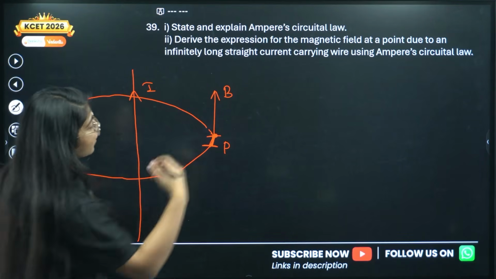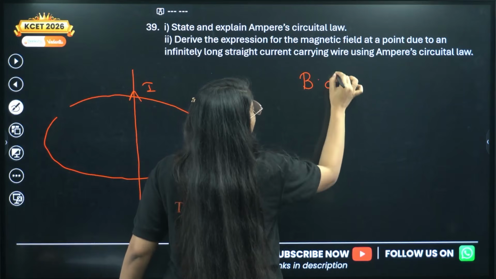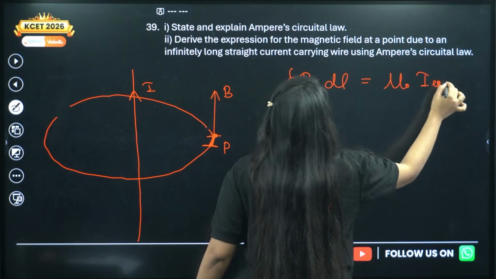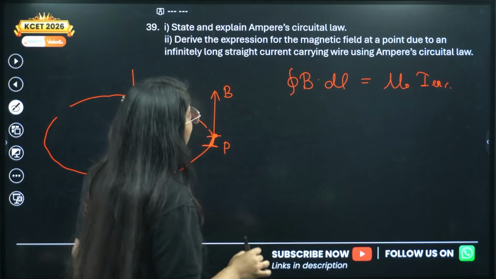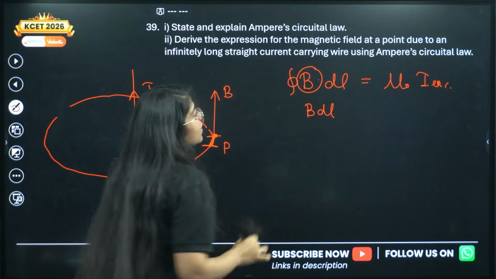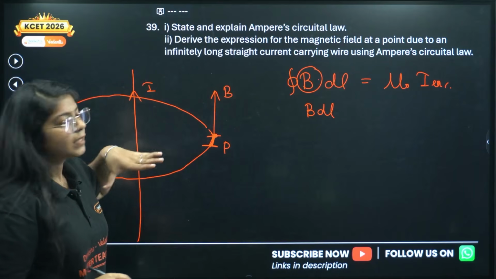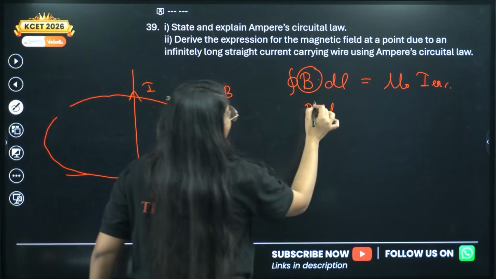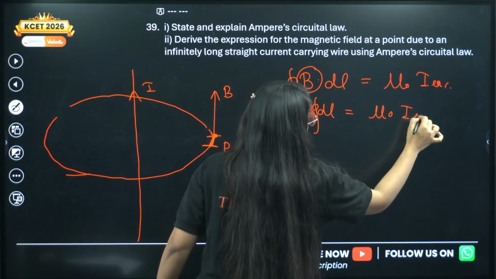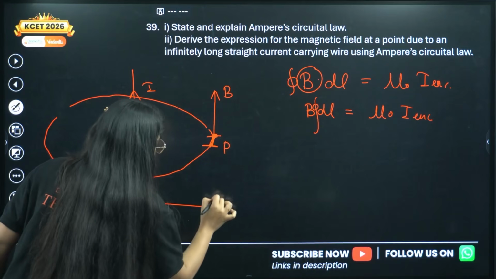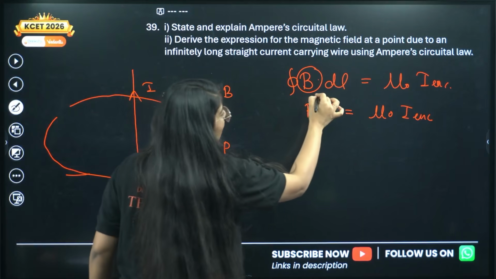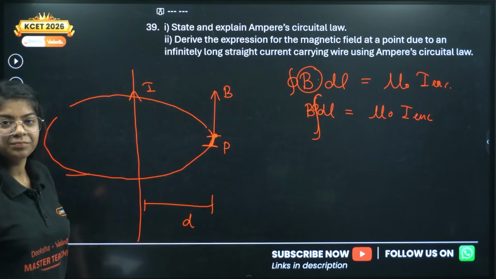Correct? So we take a small length element at that single point. So at that point, what was Ampere's circuital law? B dot dl equals mu naught into I enclosed. Correct? And we need to find the expression for magnetic field. So this B is around this wire in this closed path. This B is not changing. Correct? So B we can take out of the integral. Integral of dl equals mu naught into I enclosed. Now this dl is, let's say, the radius of this closed path. So integral of dl will be what? The circumference of this closed path. Correct?